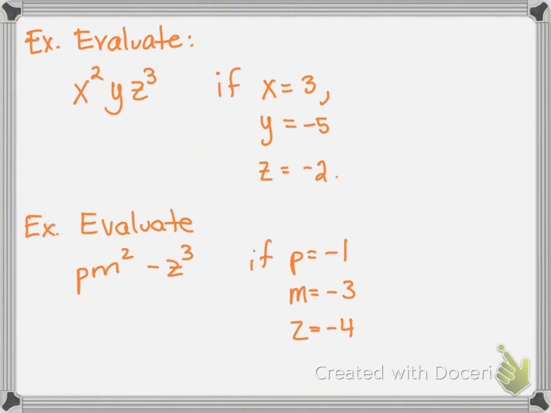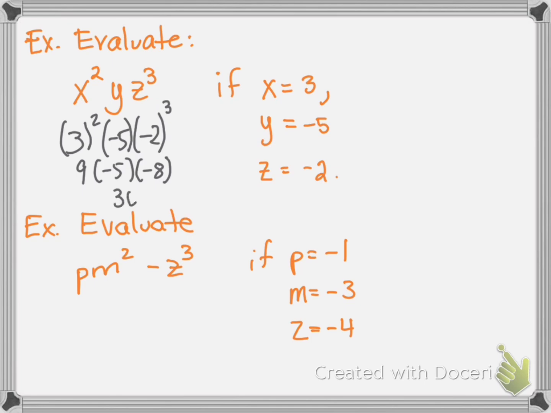Let's do another evaluation. In this case, we have a multiplication. So I'm going to write the parentheses instead of the letters. In this case, x is 3, y is negative 5, and z is negative 2. I simplify using the same rules we were talking before, and that would be 3 squared is 9 times negative 5, and then negative 2 to the third power is going to be negative 8, because there are 3 negatives. Negative times negative is positive. 5 times 8 is 40, and 40 times 9 is 360. And that would be the answer for that exercise.